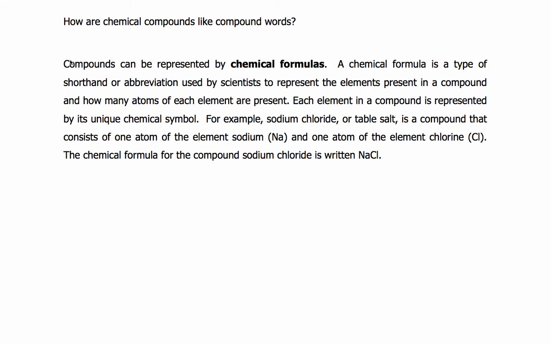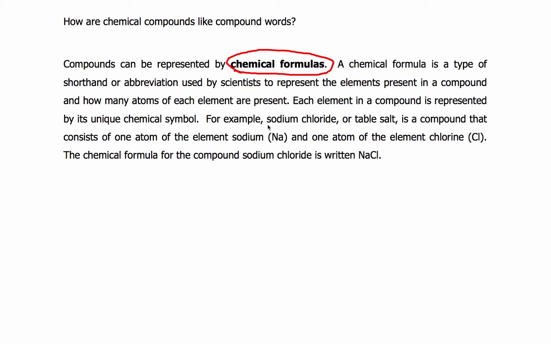So compounds can be represented by chemical formulas. We're going to circle this in red. Chemical formulas. A chemical formula is a type of shorthand or abbreviation used by scientists to represent the elements present in a compound. These chemical formulas tell us how many atoms of each element are present in that molecule. Each element of a compound is represented by its own unique chemical symbol, and we've looked at those in the periodic table.